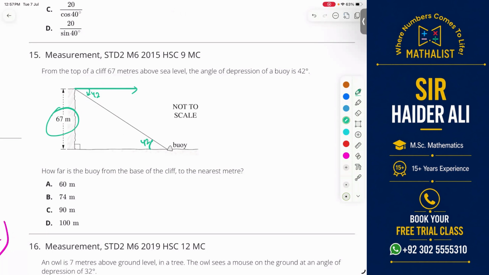One second, I'm just fixing something. The 67 is opposite. Yes, because it's opposite to the angle. And this one is a common side. Common is always adjacent, okay? Common of 90 and this angle. And 90 opposite is always the hypotenuse, right? So what do you want to find now? Yes, because you want to find the adjacent, you can call it x. So tan 42 is equal to x over 67, right? 67 moves to the other side, and we will solve it.